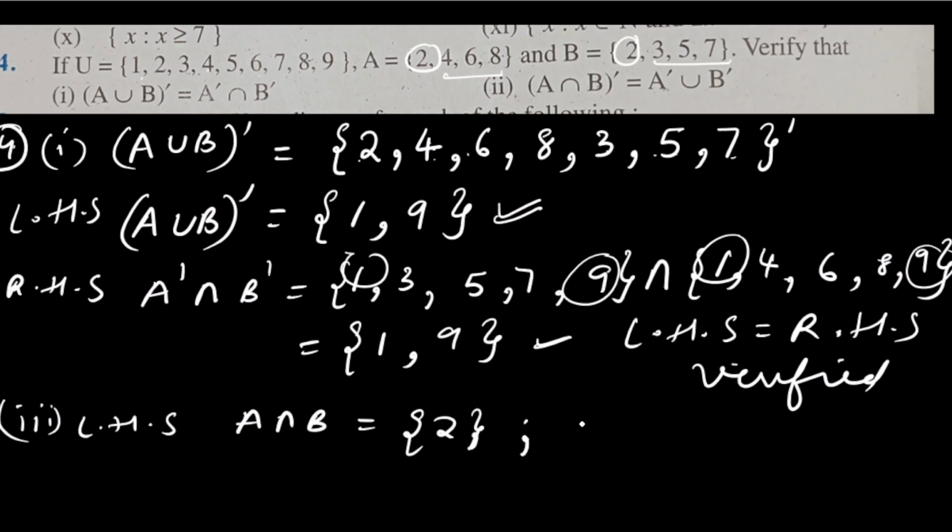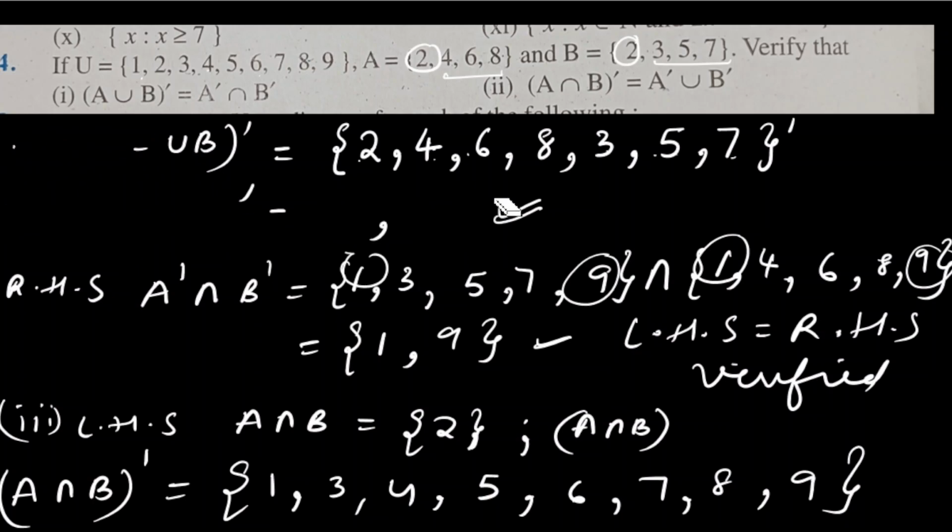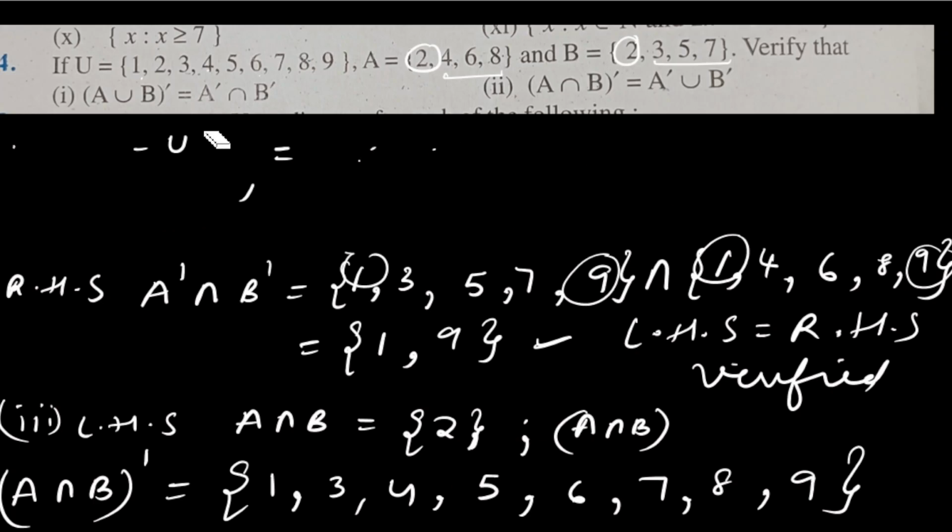That means if I am taking its complement, A intersection B's complement, I'll just write here: other than 2, all the elements will come from the universal set. So it will be 1, 3, 4, 5, 6, 7, 8, 9. So this is the complement of A intersection B. Let's do its right hand side now.